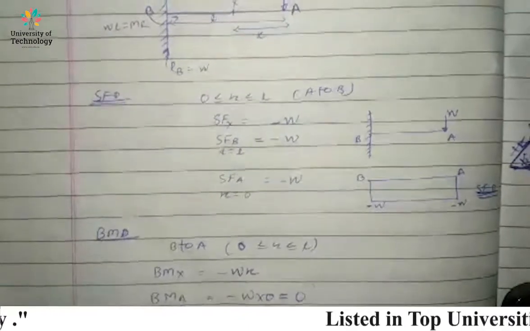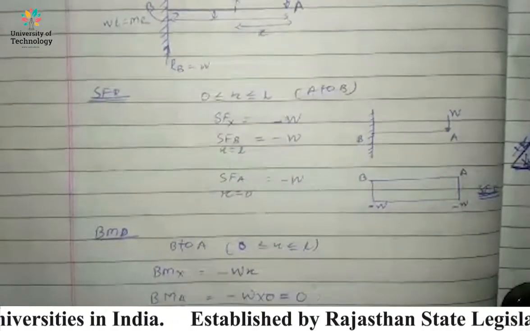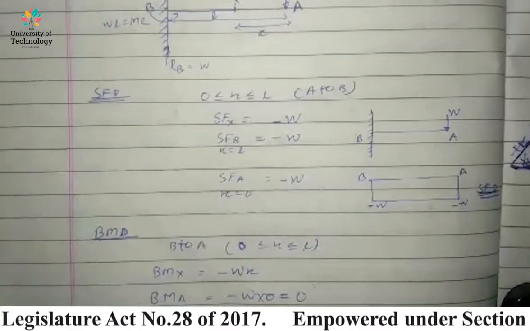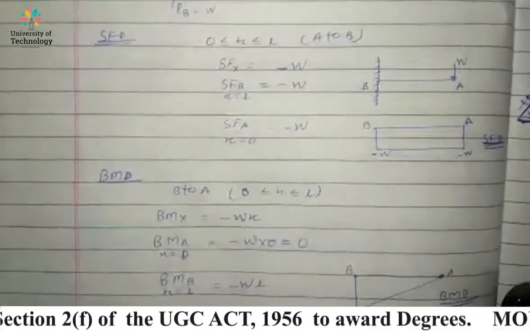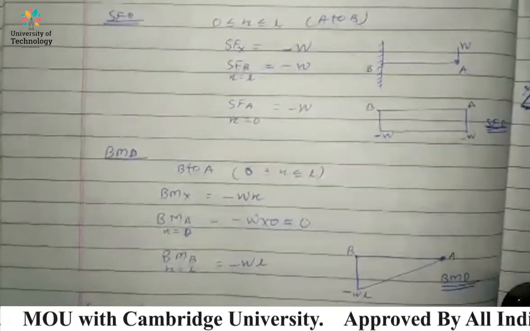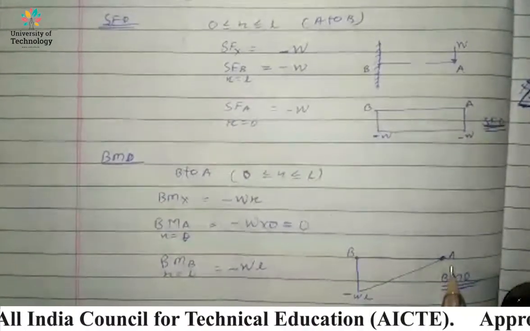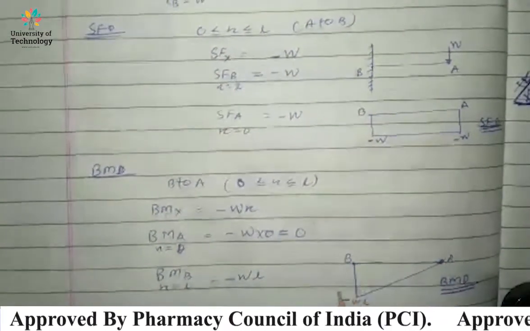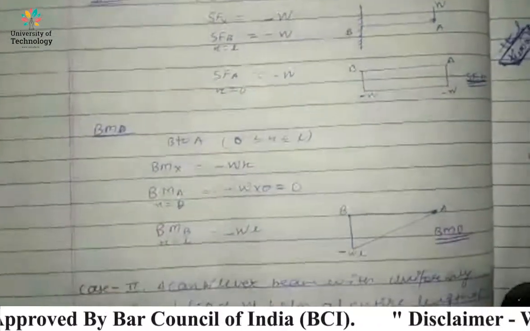At point A the bending moment is at X equal to 0, right? Because we take the bending moment with respect to point A, so the distance from point A is 0. So the bending moment at A is 0, right? And for B, the length is L, so the bending moment is minus W into L. We can draw this diagram: at point A the bending moment is 0, and at point B the bending moment is minus W into L. So we can draw the diagram this way.